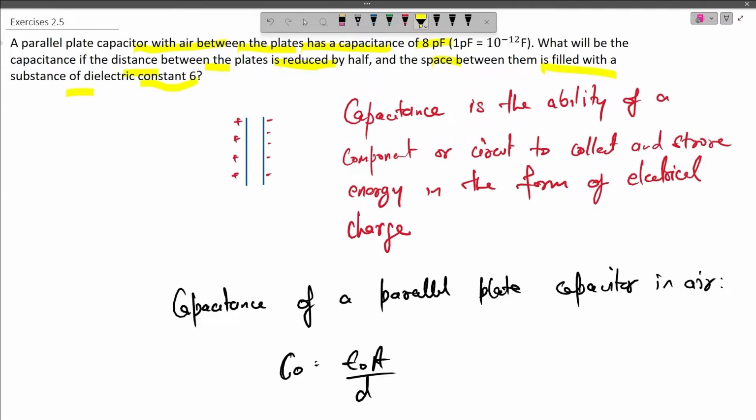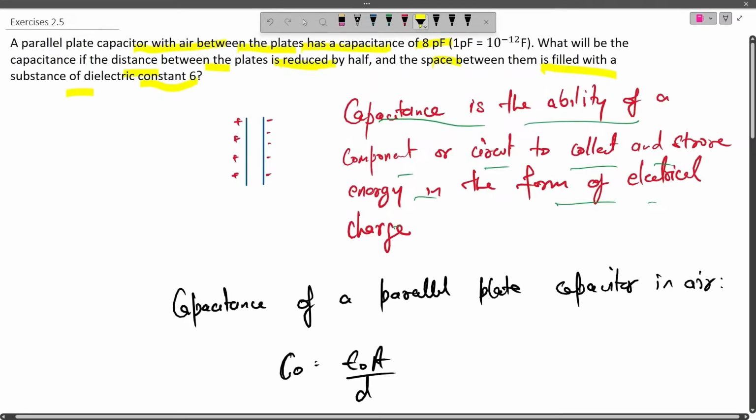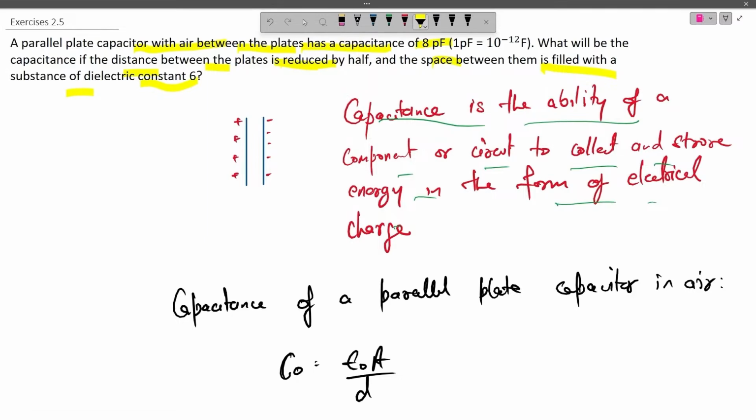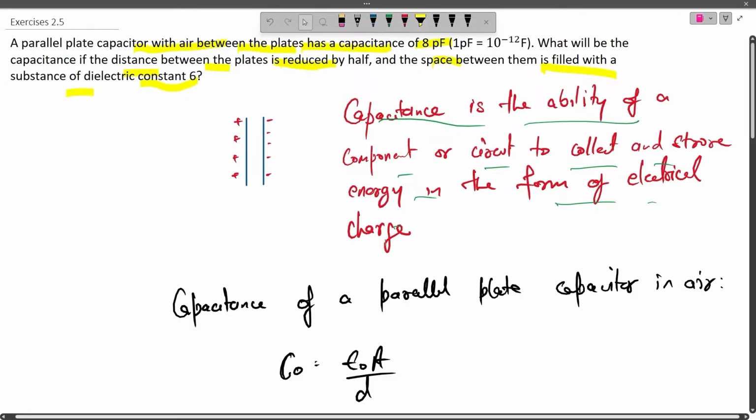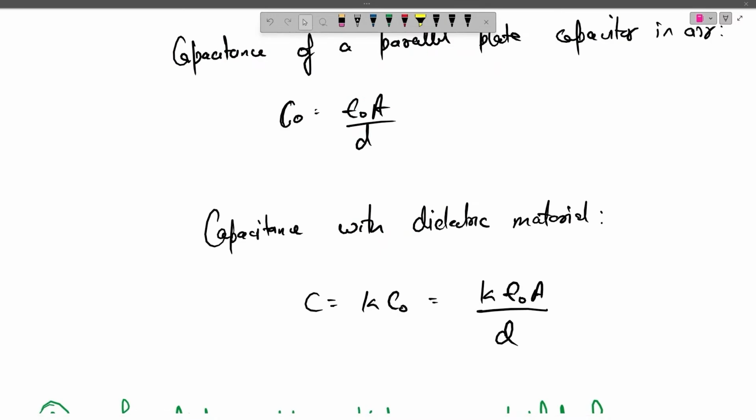So we know that a capacitor is a device that is used to hold charge, and capacitance is the ability of the component or circuit to collect and store energy in the form of electrical charge. Now capacitance of a parallel plate capacitor is defined by C equals epsilon naught A by D. So here we see that there are geometrical components in the formula of capacitance, that is A and D, where A is the surface area and D is the distance separating the plates, and the capacitance with the dielectric material between the plates is given by K times C naught, where K is the dielectric constant.